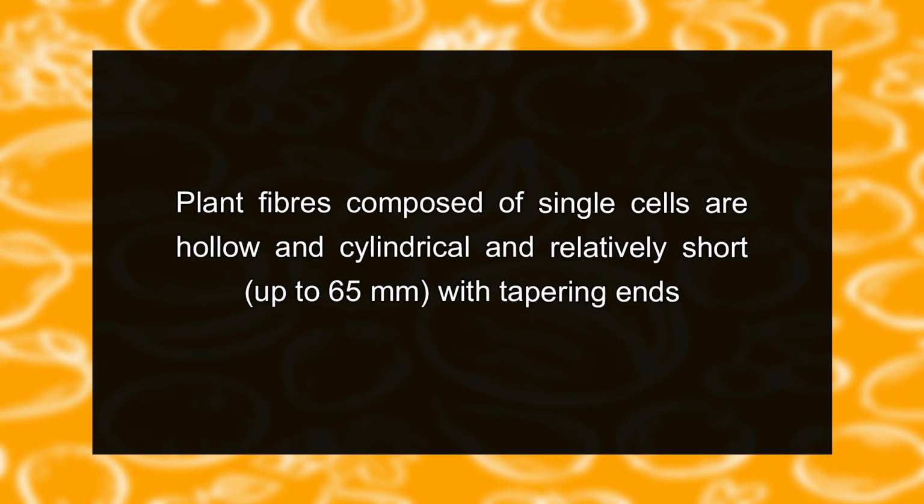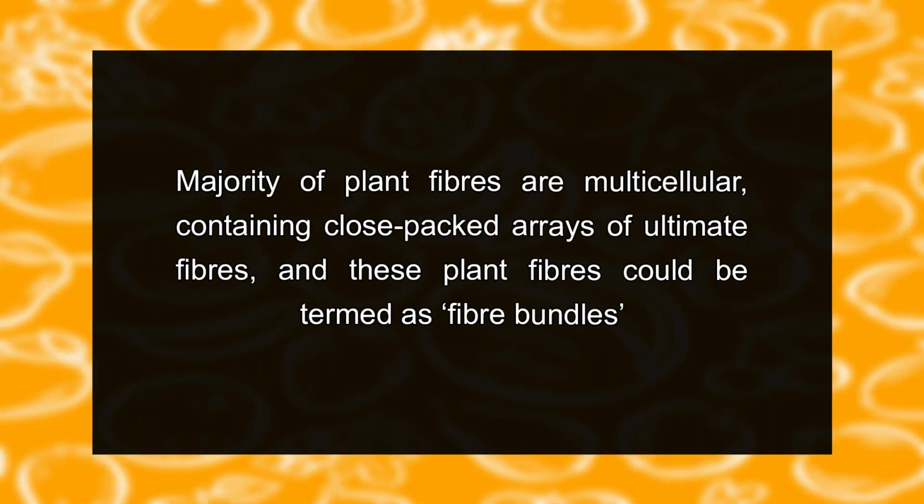Plant fibers composed of single cells are hollow, cylindrical and relatively short, that is, up to 65 millimeters, with tapering ends. These single cells are termed ultimate fibers. Examples are cotton, kapok fiber, and all seed fibers. The majority of plant fibers are multicellular, containing close packed arrays of ultimate fibers, and these plant fibers can be termed fiber bundles.